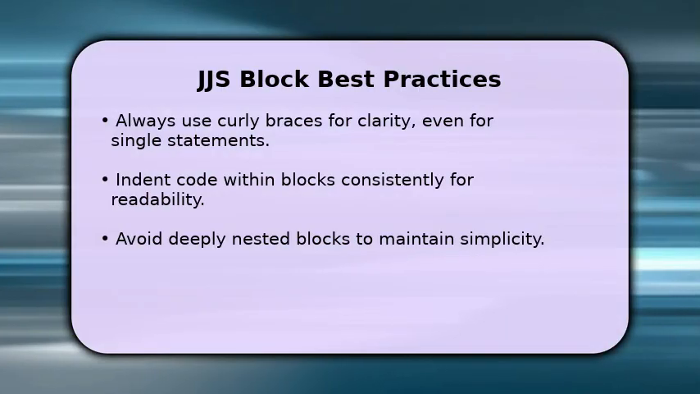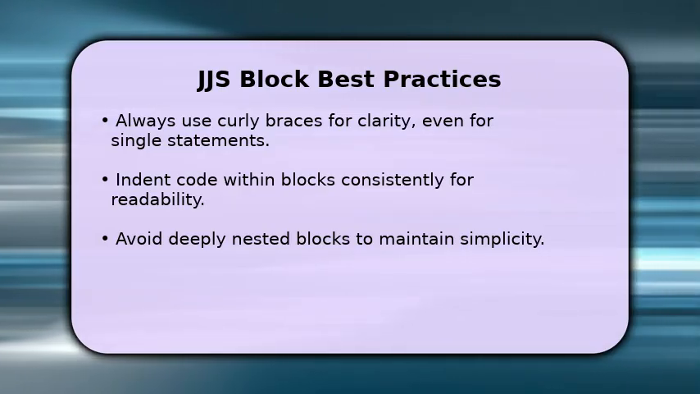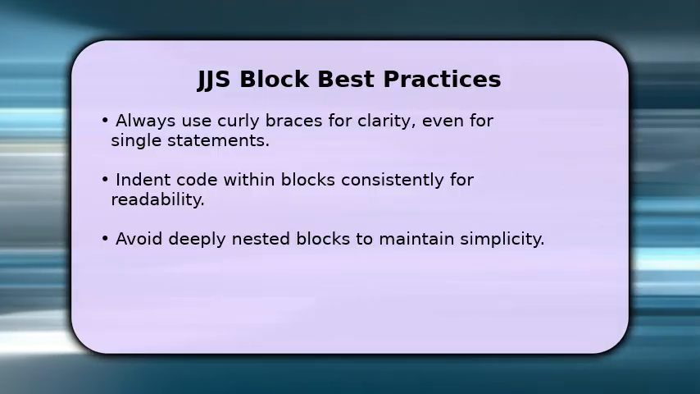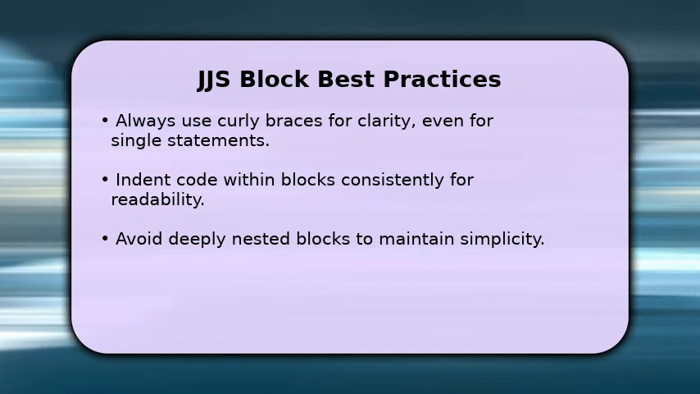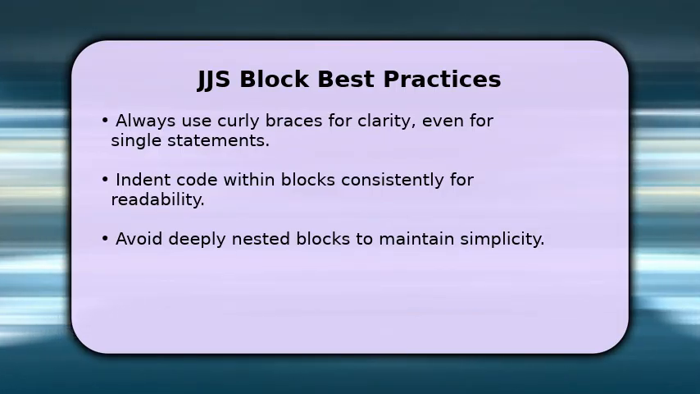To write clean and maintainable JJS code, follow some best practices for blocks. Always use curly braces, even for single statement if or for constructs, to prevent potential errors and improve clarity. Consistent indentation within blocks is also vital for readability. Aim to avoid excessively deep nesting of blocks, as this can make your code harder to understand and debug. Keep it simple and structured.